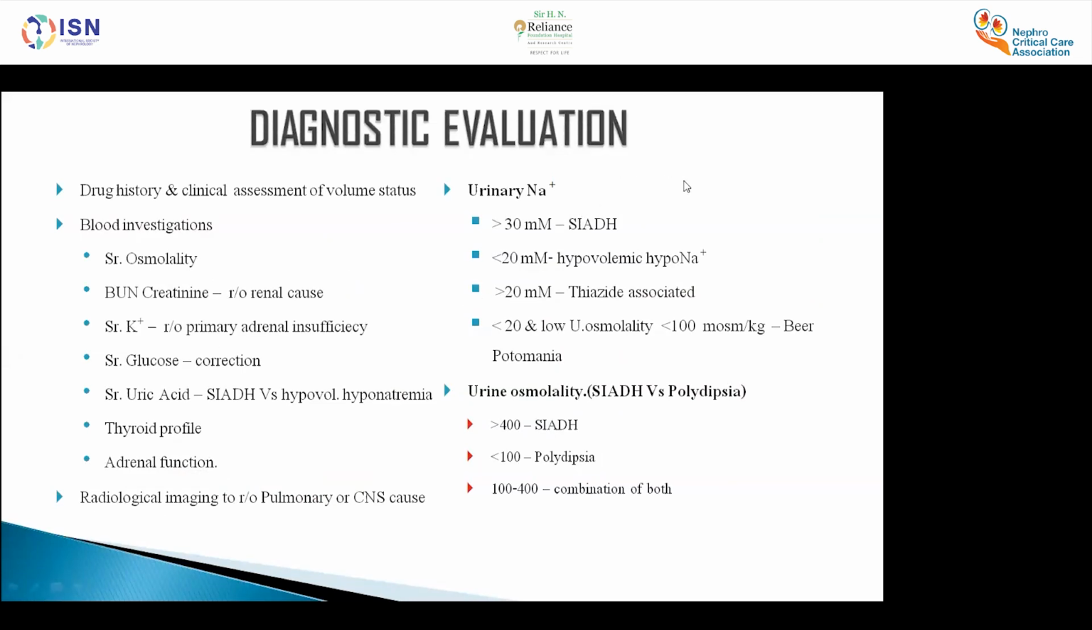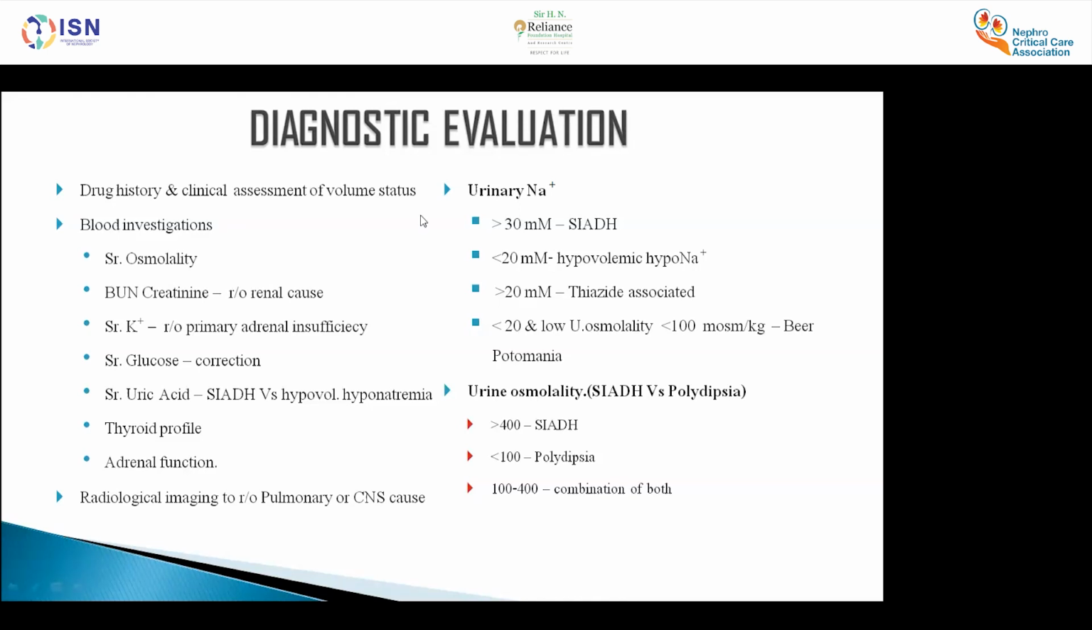So diagnostic evaluation for hyponatremia, first and foremost thing is drug history and clinical assessment of volume status. So drug history, like those of diuretics, SSRIs, then in blood investigation, serum osmolality to differentiate between various types of hyponatremia. Then serum creatinine to rule out any renal causes, serum potassium to rule out primary adrenal insufficiency, serum glucose for the relative concentration. So for every 100 milligram per deciliter rise in glucose above 100, there is correction of 2.4 milliequivalent per liter of sodium. So that has to be corrected. Serum uric acid to differentiate between SIADH and cerebral salt wasting. Thyroid profile and adrenal function for the endocrine causes of hyponatremia. Then radiological imaging to rule out any pulmonary or CNS cause of SIADH or hyponatremia.